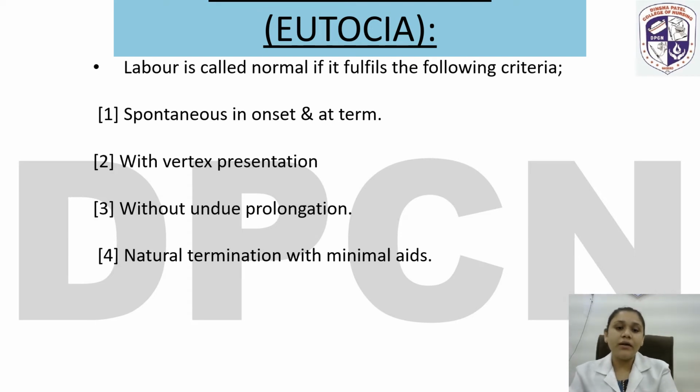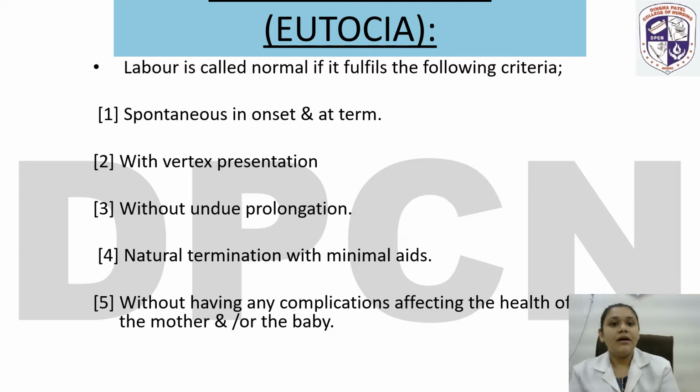Another definition is normal labor. Another name for normal labor is eutocia. Labor is called normal if it fulfills the following criteria: spontaneous onset at term, right? With the presentation being vertex, without undue prolongation, that is, it should not be a prolonged labor or a precipitate labor. Natural termination with minimal aids, like an episiotomy that can happen, right? And without any complication that affects the health of the mother or baby. That is called eutocia. So don't confuse labor and normal labor. Both definitions are completely different.